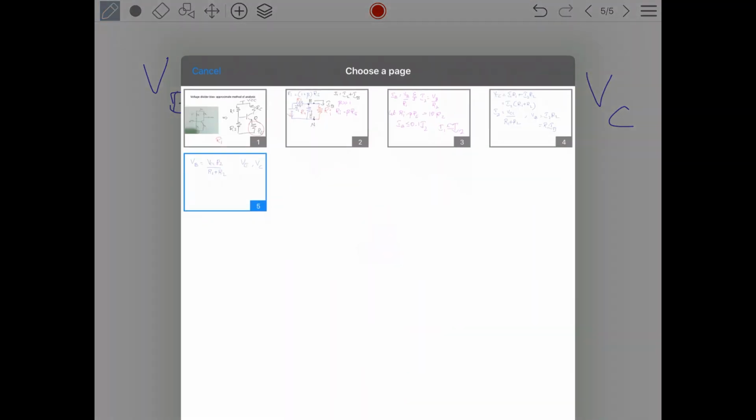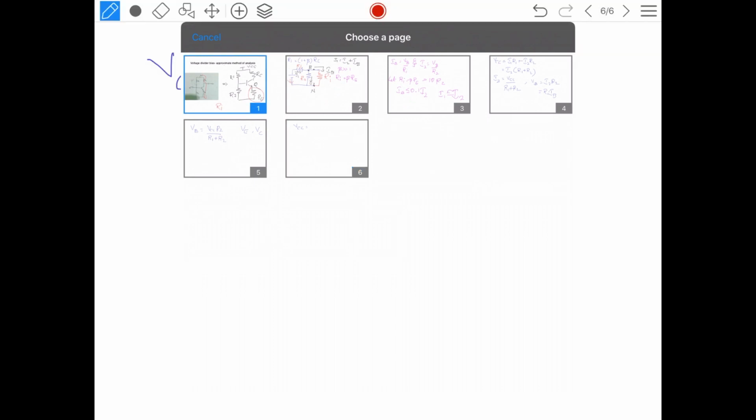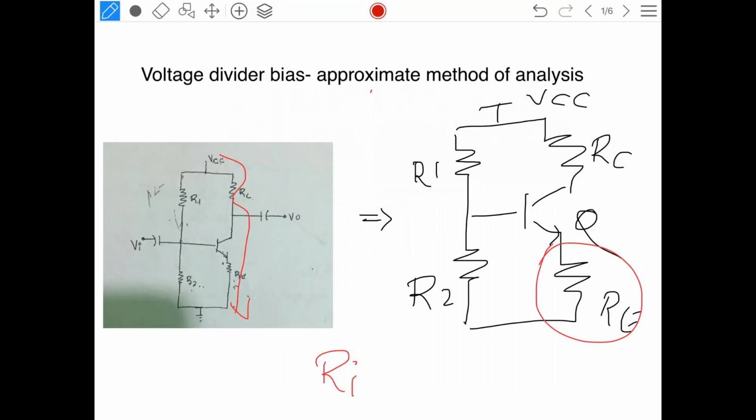So I'll take back the original circuit. I'll be applying the KVL to the output loop. Nothing much to do with the output loop there. It is a simple loop. We can apply the KVL directly, whether it is an approximate method or the exact method. So the applied voltage is VCC. See here, VCC minus IC RC minus VCE minus IE RE is equal to 0 from this loop.